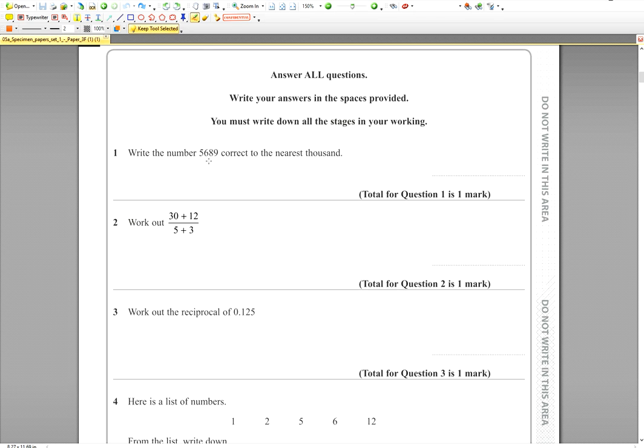It says write the number 5689 correct to the nearest thousand. So we have units, tens, hundreds, and thousands. I'm just writing the number again, 5689. We're looking at the nearest thousand, so we have to look at the next digit to it, which is called our decider. Because it's 5 or more, we add 1. So we add 1 to the 5, and 5,689 to the nearest thousand is equal to 6,000.